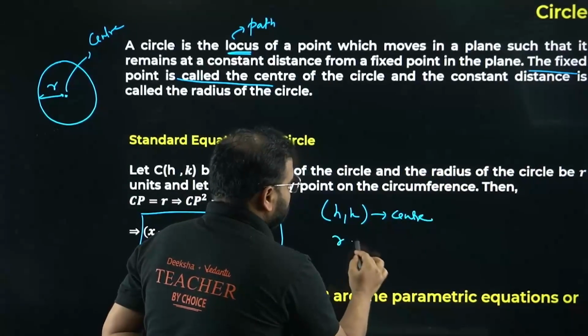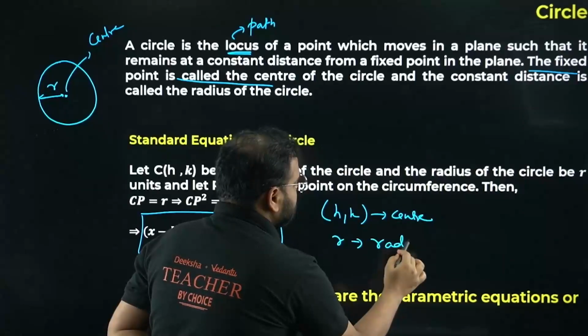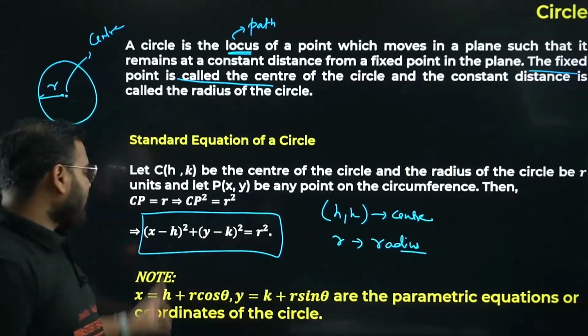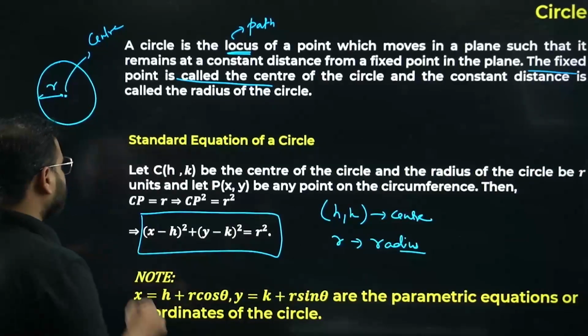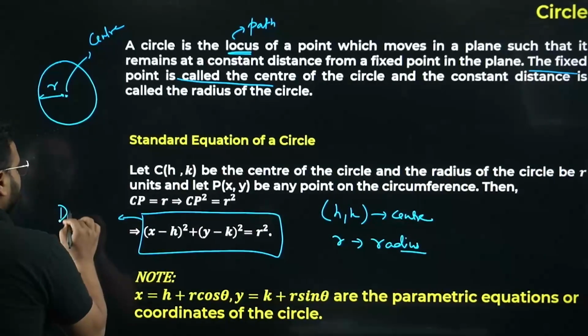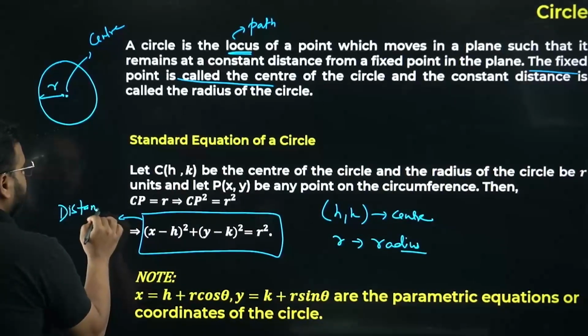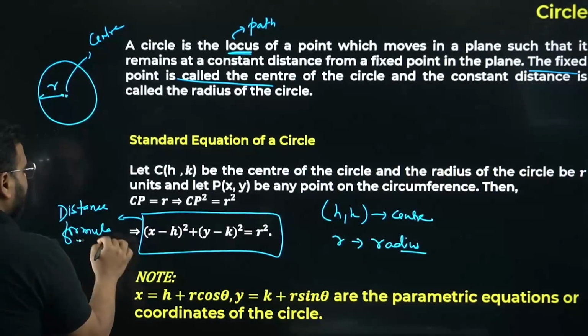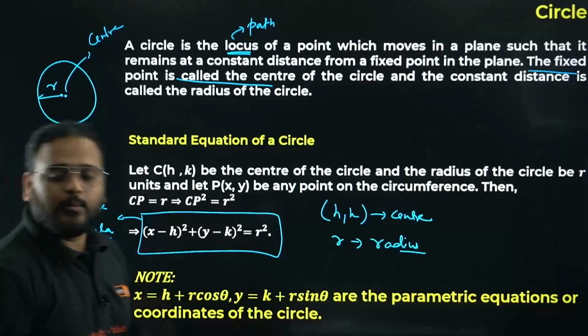Okay, and r represents the radius. Please check, r represents the radius. This is the formula, which is coming from the distance formula, sir. Nothing big is there, very simple. From the distance formula, we are getting this statement. I hope this is clear.